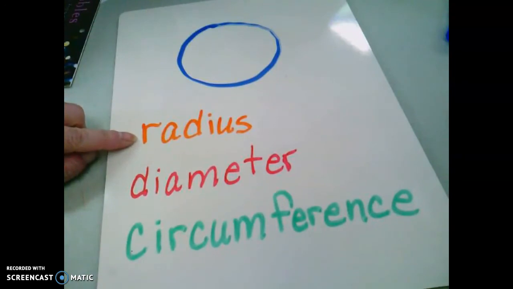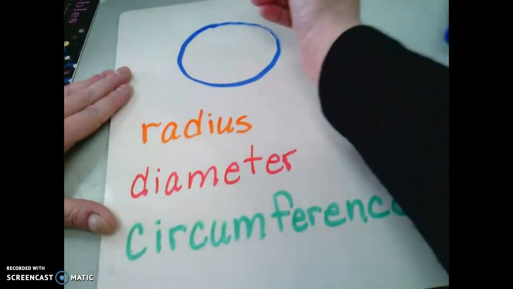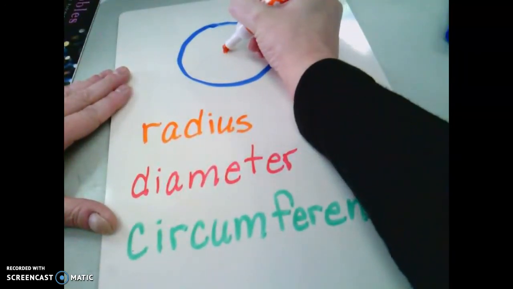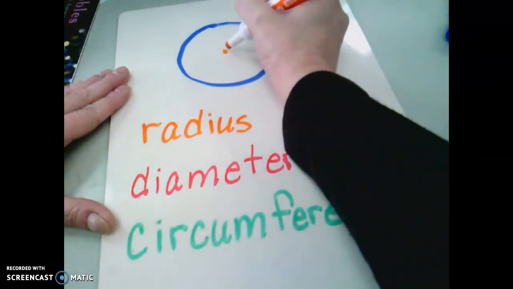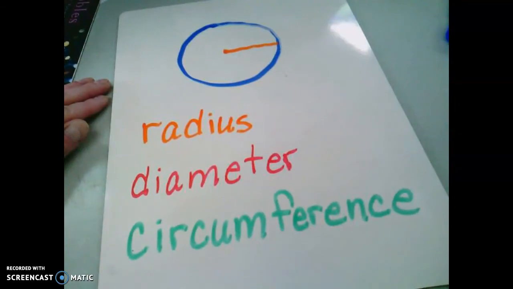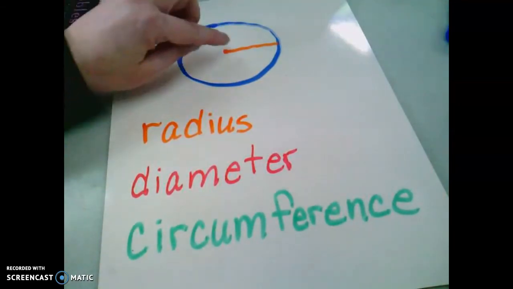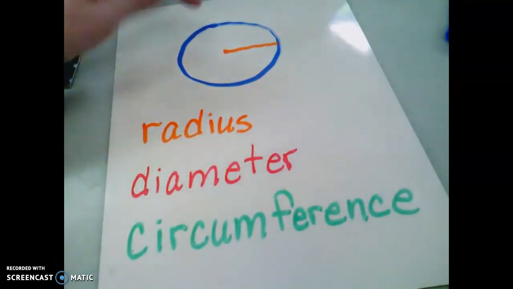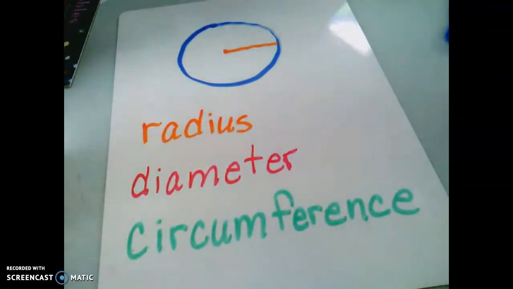So if I think about the radius, it is from the middle part of the circle, one direction. That's the radius. It could be any direction, but it's only from the center point to the edge of the circle.